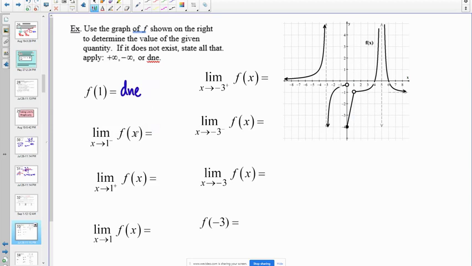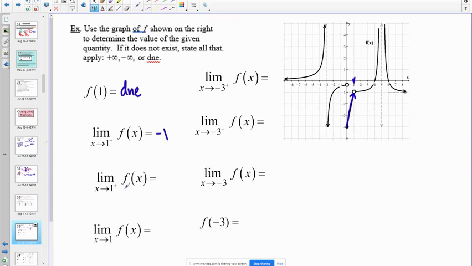What if I approached 1 from the left? What would be the y value? So here's the 1. I'm going to approach it from the left. So here's my function. I'm approaching from the left. What y value am I approaching as I get to 1? That should be -1.